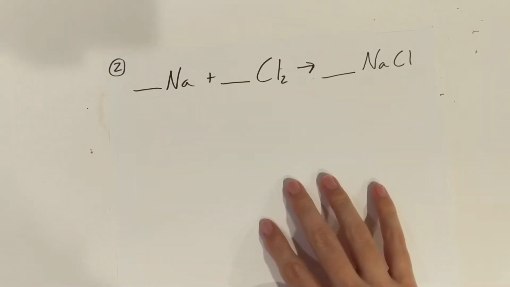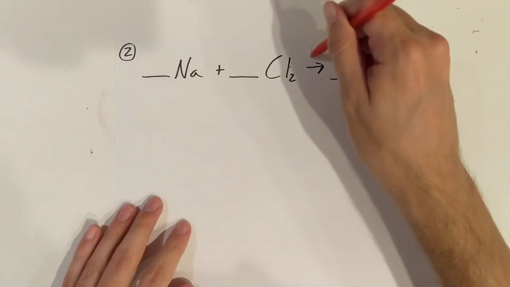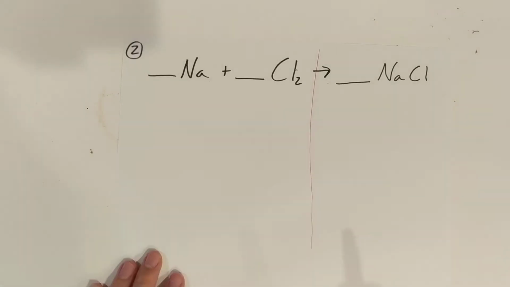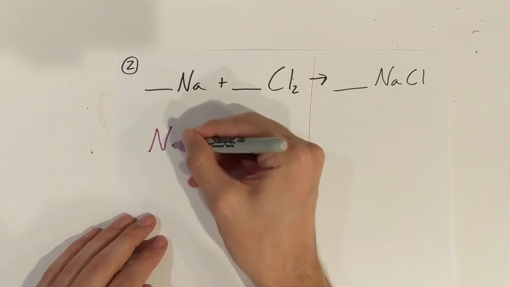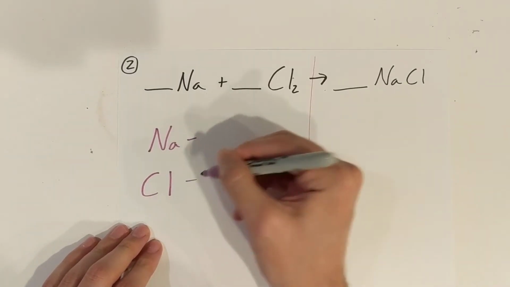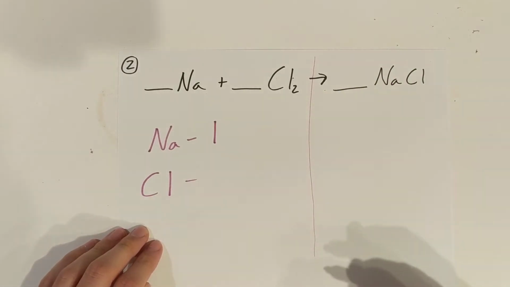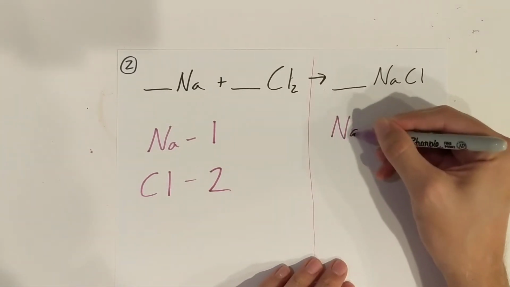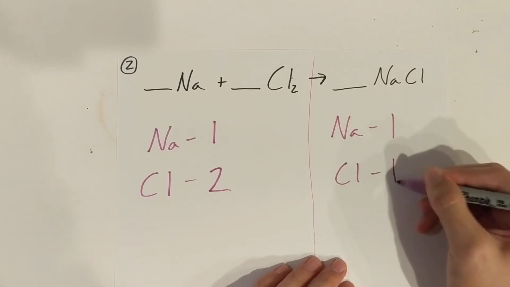Now for the next one. Let's draw a line right down where our arrow is. We got our reactants on the left side, products on the right side. And this one we only got 2 things. We just got sodium and chlorine. So let's see. We got 1 sodium, 2 chlorine, and on the product side we got 1 sodium and 1 chlorine.